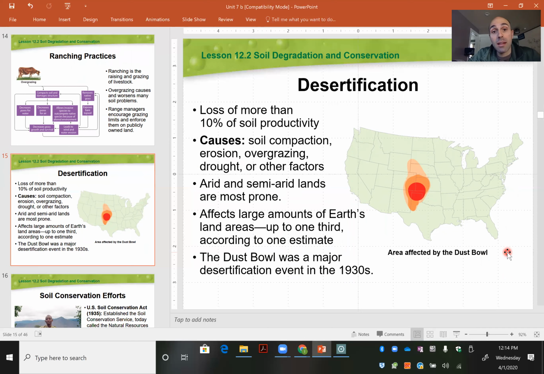And this is the last slide of the day. Desertification is the loss of more than 10% of soil productivity. The causes are due to soil compaction, erosion, overgrazing, drought, lack of rain, and other factors. Arid, very dry, or semi-arid lands are most prone. They're most at risk of having desertification. It affects a large amount of Earth's land areas. Up to one third of Earth's land area is prone or subject to desertification. And we all know about the Dust Bowl in the 1930s and what happened there. All right. And we see in the United States, the driest area in the Midwest is most prone to desertification.